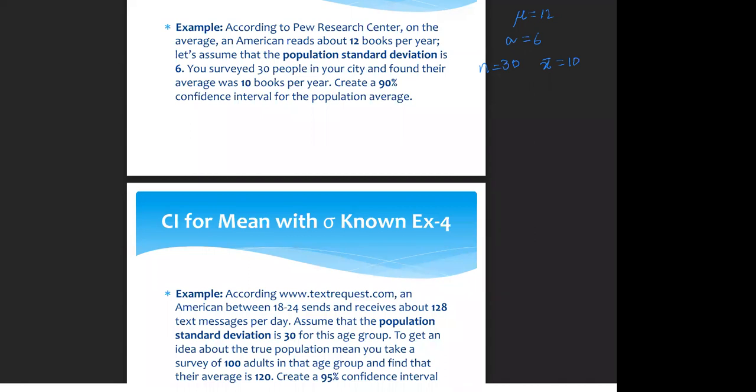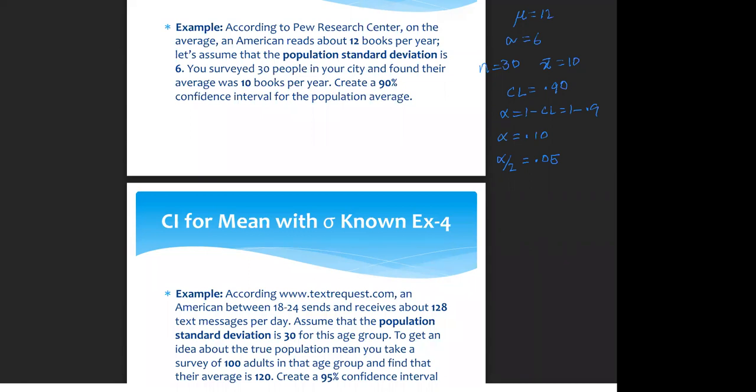So your confidence level CL is 0.90. So your alpha significance level is 1 minus CL, which is 1 minus 0.9. So alpha is equal to 0.10. Alpha over 2 is 0.05.